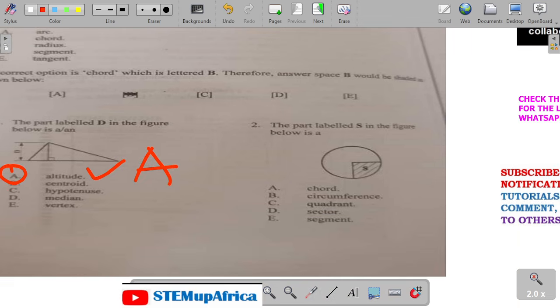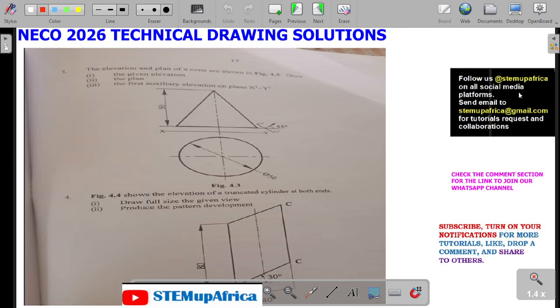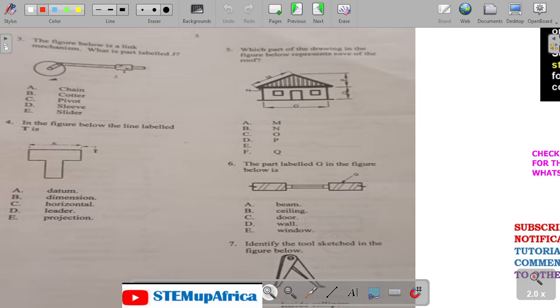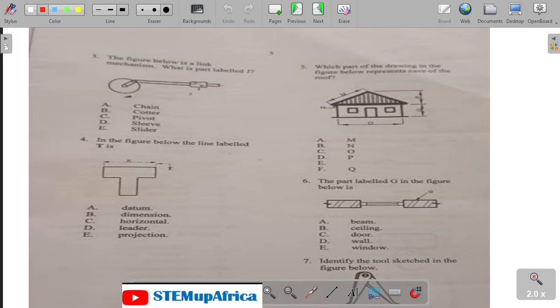Let's look at question 2. It says the part labeled X is a sector. We have a sector called in a circle, circumference, diameter, but here we have a sector, which is option D. Let's go to question 3. Question 3 says the figure below is a link mechanism. The part labeled J is what? If you look at J, it's going back and forth, so it is a slide. It's a slide, which is E.